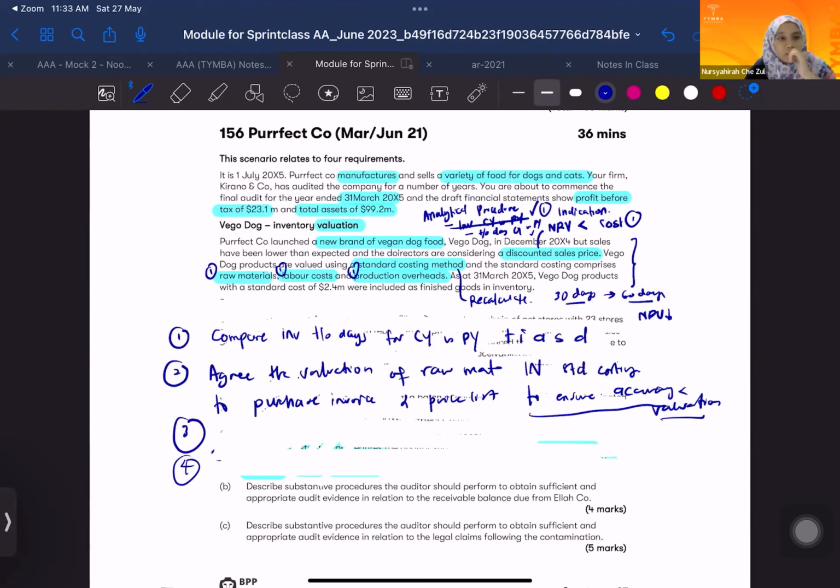Number 5. Okay, we calculate the percentage of completion of work in progress. Confirm that it has been correctly valued in the inventory listing. So that will be your answer number 6. Okay, I think I'm done for inventory. What I'm trying to highlight to you here for inventory.